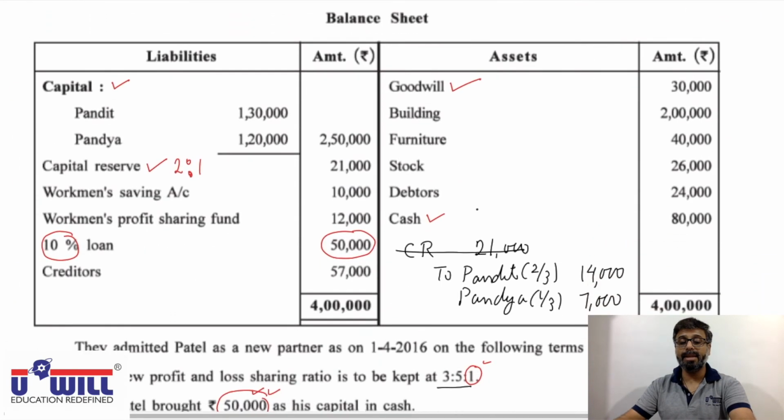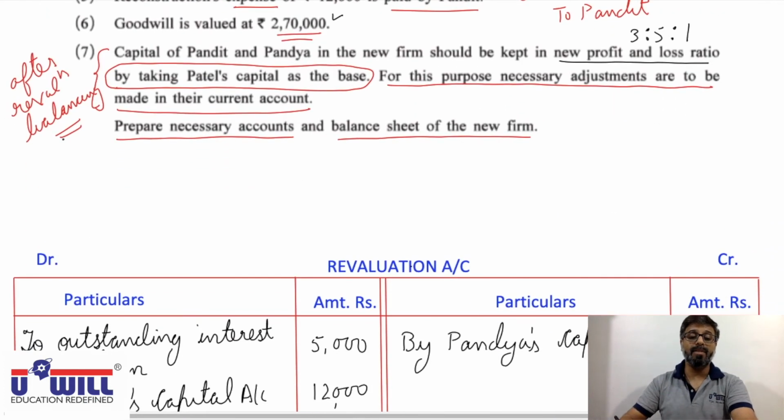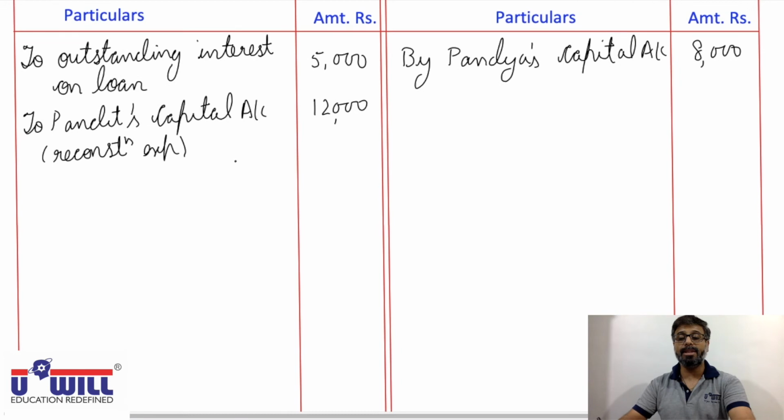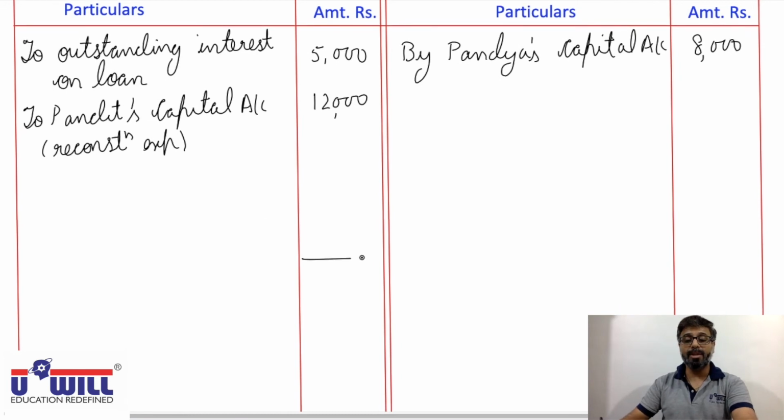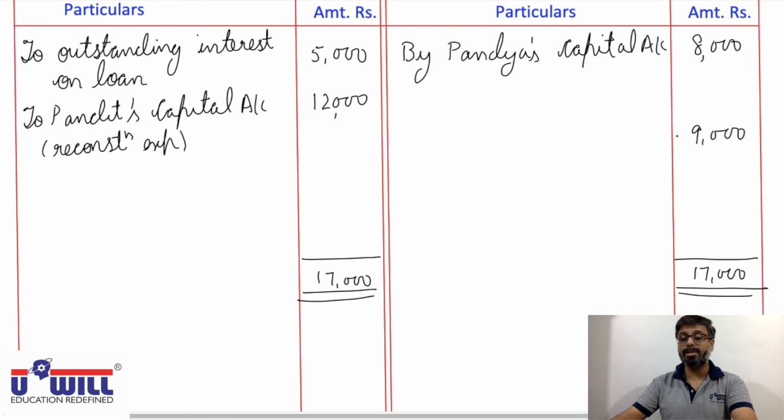After debtors, cash we have already recorded. So all unticked items are recorded. Now first we'll do revaluation's balancing, then we'll take up adjustment 7. In revaluation, debit side is more. So 12,000 plus 5,000, 17,000. 17,000 minus 8,000, balance is 9,000.